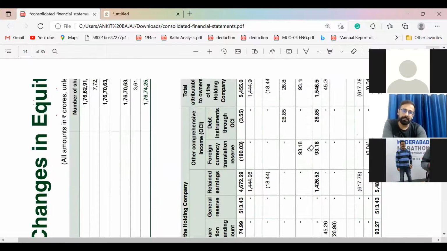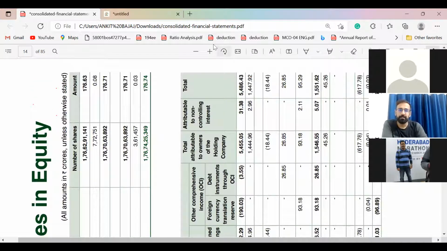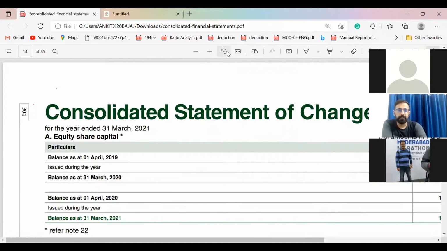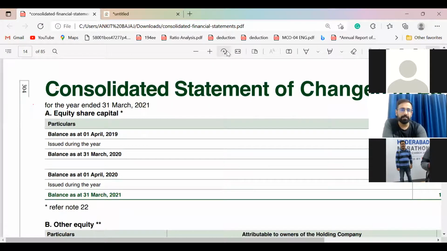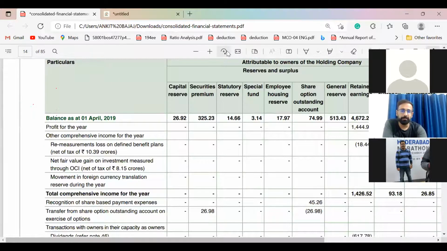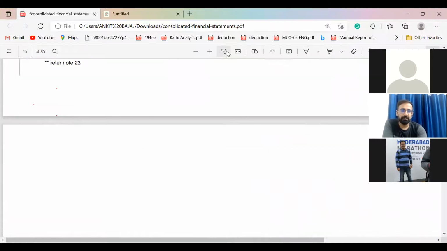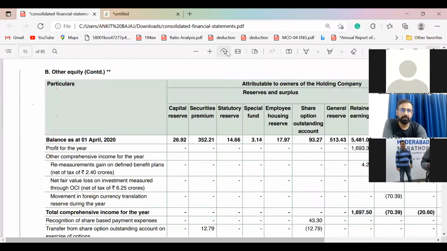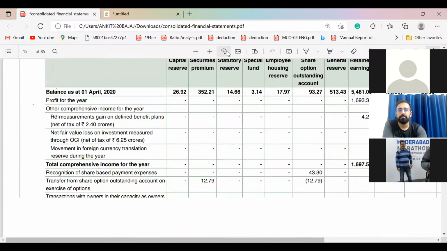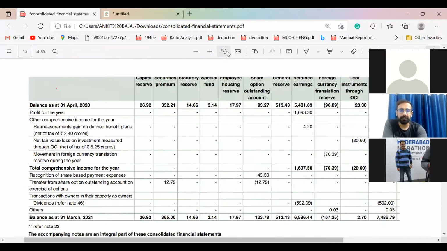So here other equity statement is given. So just wait, I have to rotate it. Yeah, so you can see consolidated statement is given. So this is for year 2019. We have to check for year 2021, right? So yeah, so opening balances are given. Here you can see this is other equity statement.